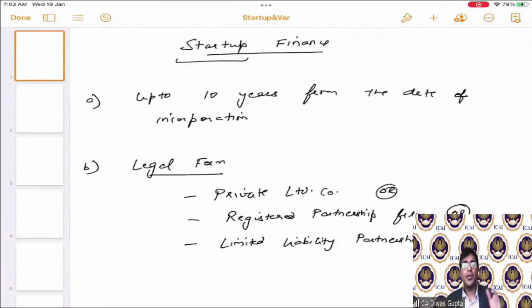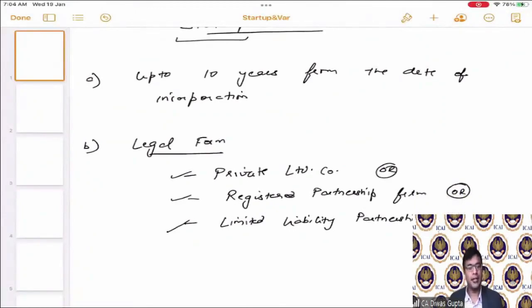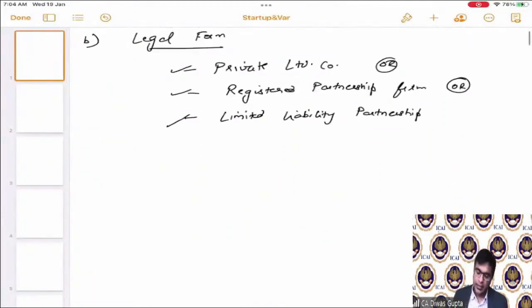Okay. So first of all, the startup should be in the first 10 years of incorporation. The company or the entity should be in the first 10 years of incorporation. The legal form of the entity should be either a private limited company, or a registered partnership, or lastly an LLP, which is again registered only. Correct. Now what is the third condition?